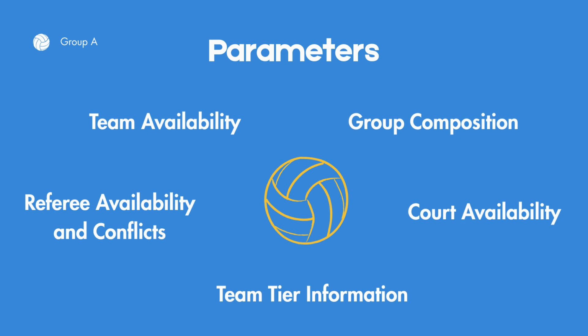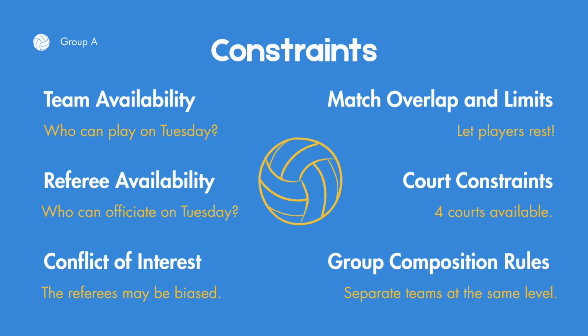We also categorize teams into 4 tiers, based on skill level, which help balance the competition within groups. Finally, each team is assigned to a group and must play all other teams in their group once, following the round-robin format. Now for the constraints.